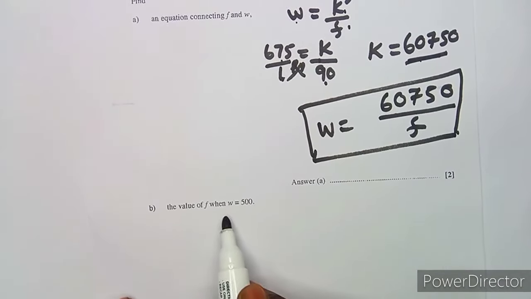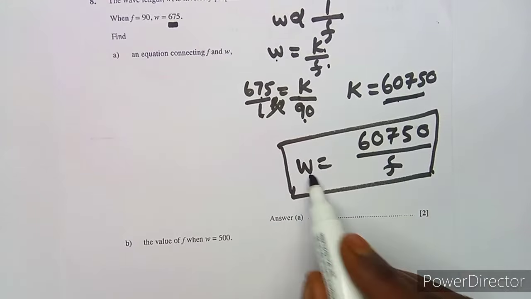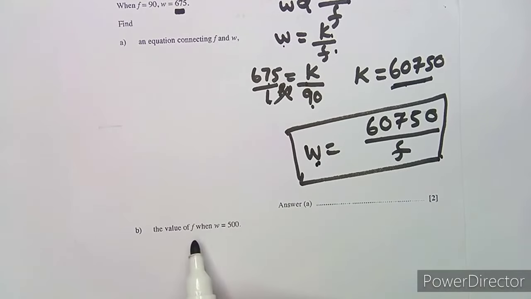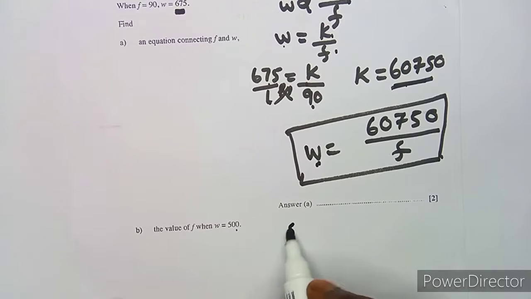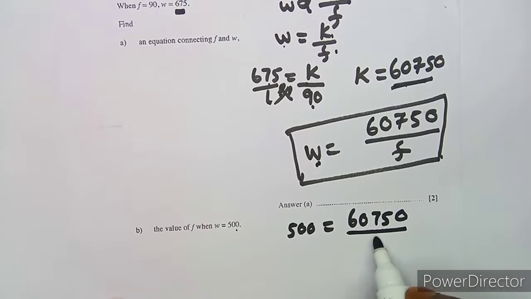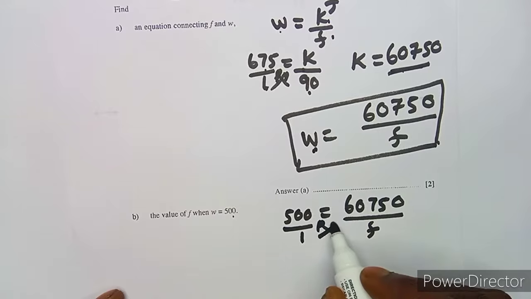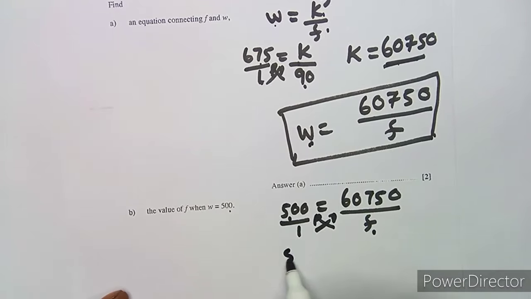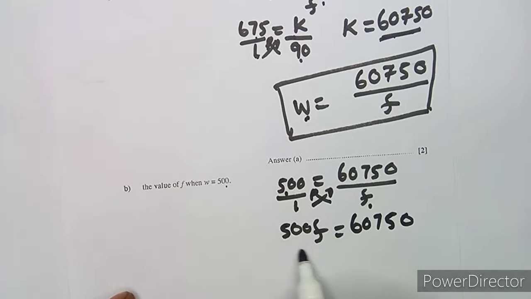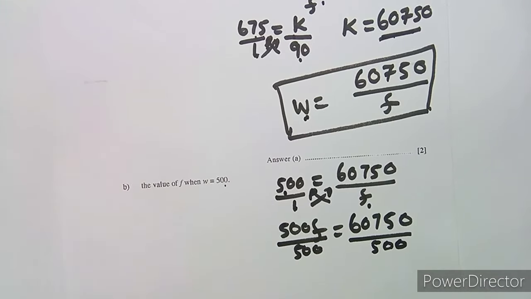Then find the value of f given that w is what? W is 500. So it's simply a matter of substituting here. In place of w, we substitute 500 is equal to 60,750 over f. So we want to calculate f. We can cross multiply again. That's 500 times f, which is 500f is equal to 1 times this value, which is 60750. So to find f, definitely guys, I have to divide by 500 both sides.